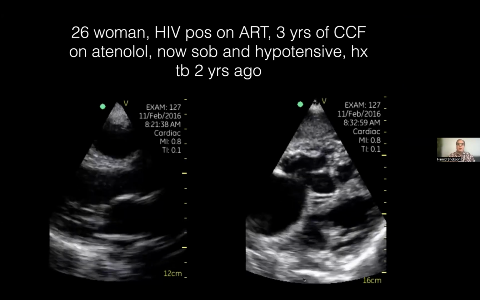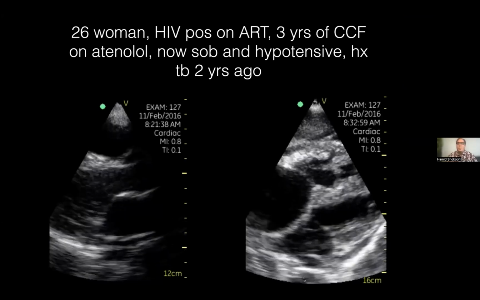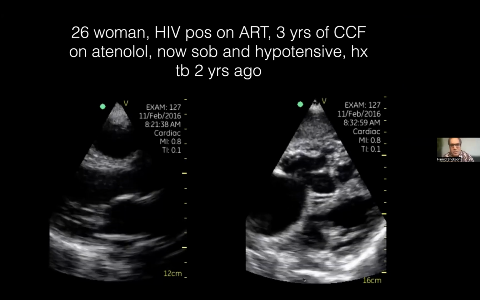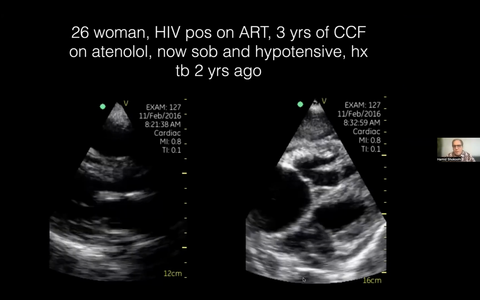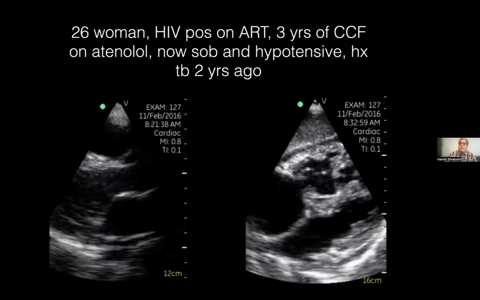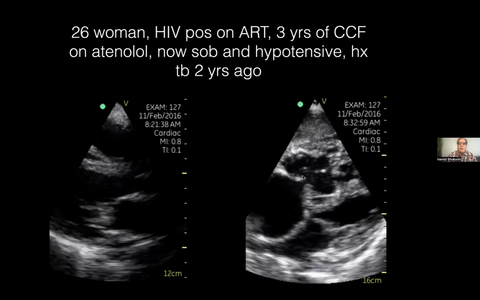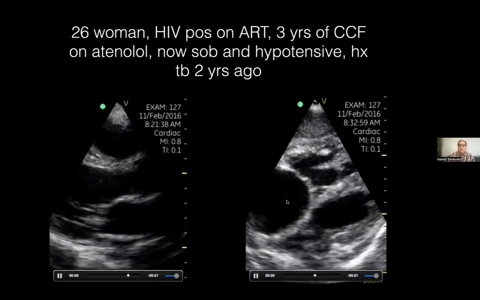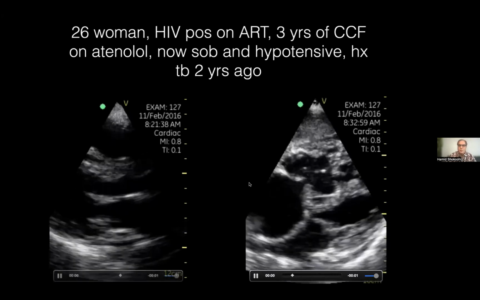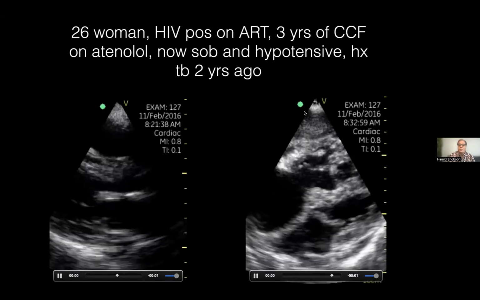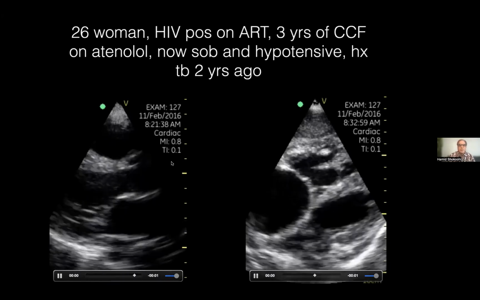This is another case. I think the patient is 26 years old, HIV positive, on antiretroviral treatment for 2 years, presenting with hypertension, arterial hypertension, and a history of tuberculosis 2 years ago, in 2016.